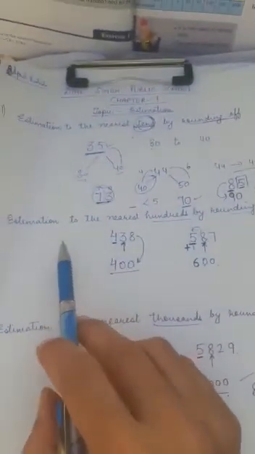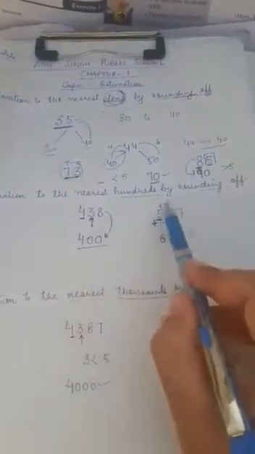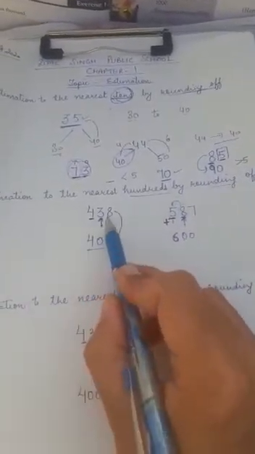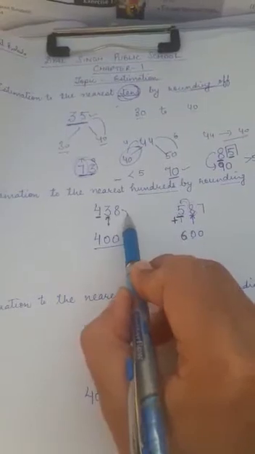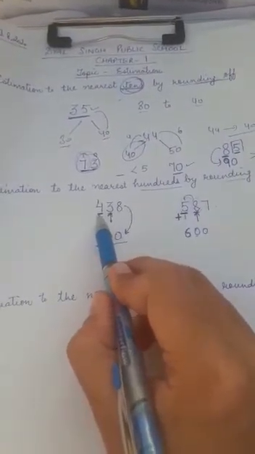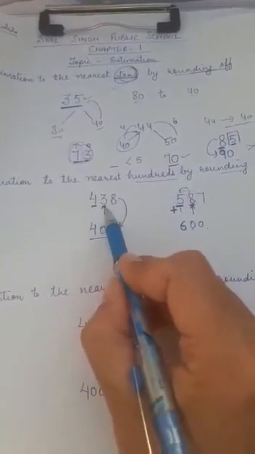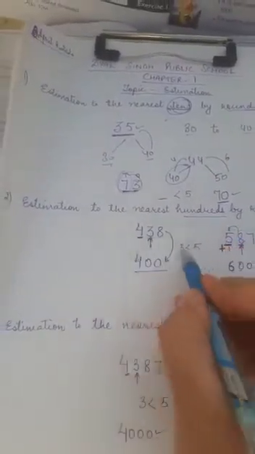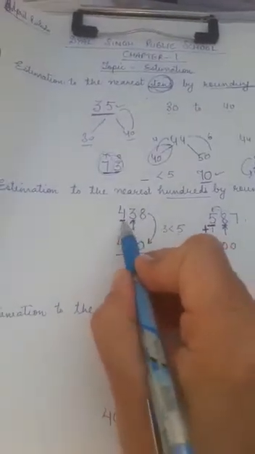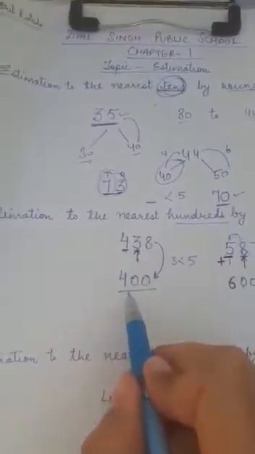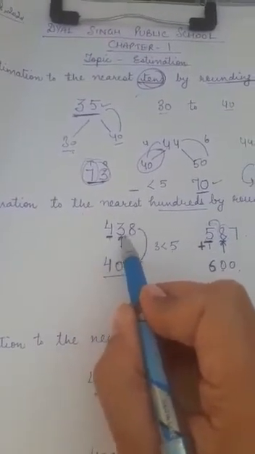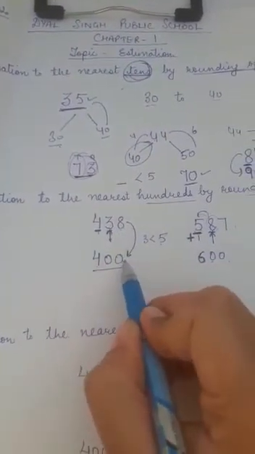Now let us talk about estimation to the nearest hundred by rounding off. If I take the number 438 and I have to round it off to the nearest hundred place, I will look at the digit at the tens place. It is 3, and 3 is less than 5. Then there will be no change at the hundreds place digit. It will remain the same, and all the digits after 4 will become 0, 0.